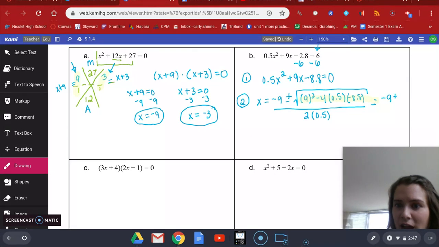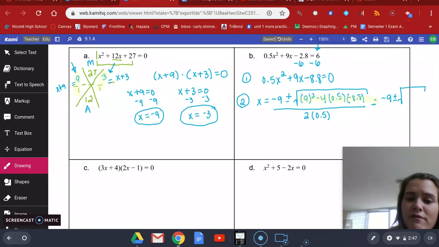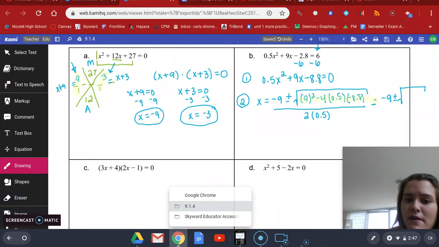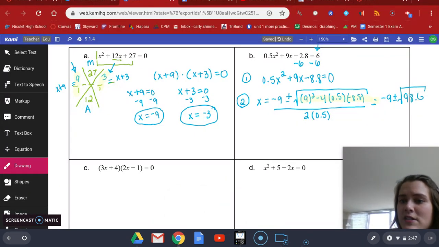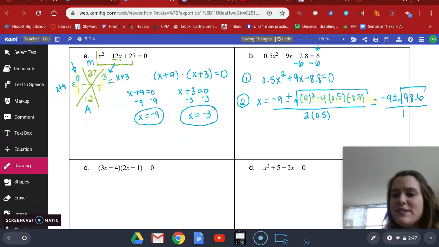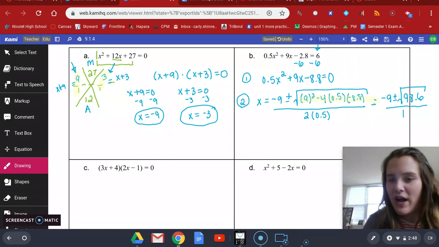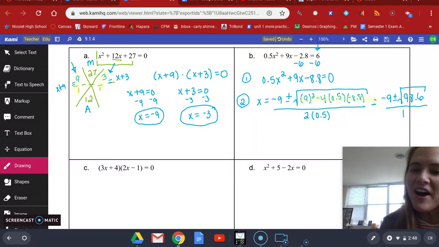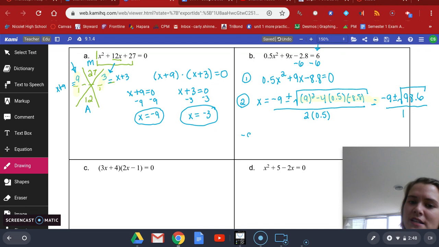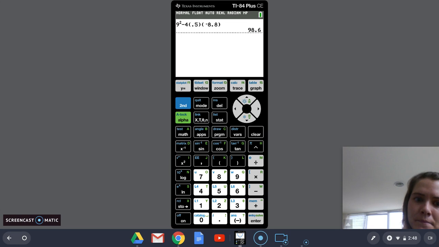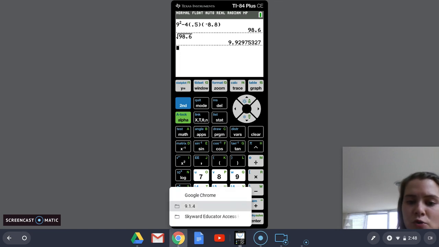So we're going to get negative 9 plus or minus the square root of 98.6. And that's going to be all over 2. And dividing by 1, that's just my numerator. So I don't even really need to write that, but I did. All right, let's keep moving here. Let's figure out what is the square root of 98.6. Okay, I get about 9.93 if I round to 2 places.